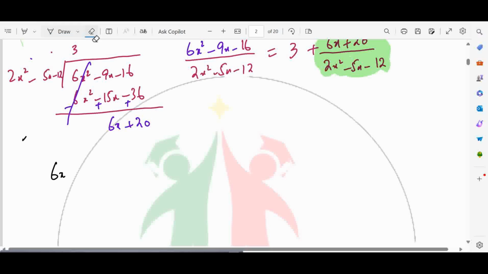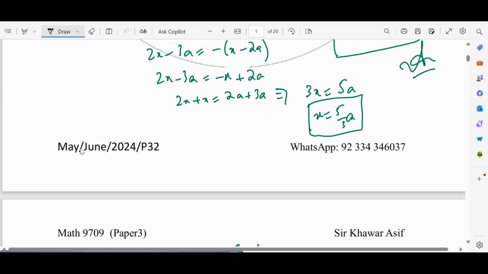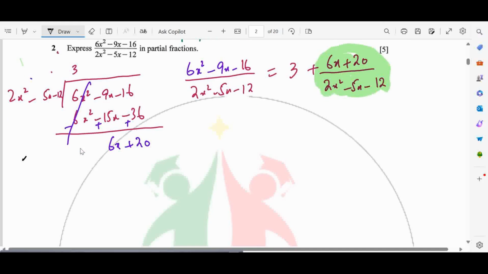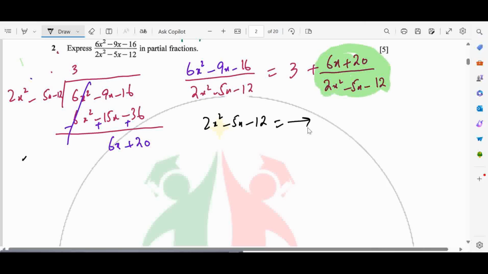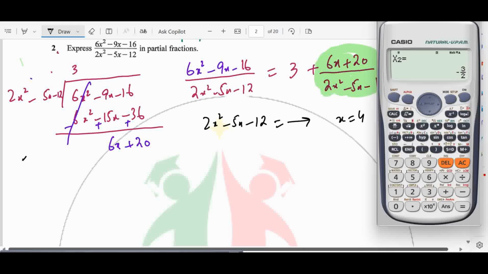Before this we need to simplify the denominator. Here the denominator is 2x squared minus 5x minus 12. So I can take the help of the calculator. In mode 5 3, a is 2, b is minus 5, and c is negative 12. So this will be equal to 4 and minus 3 by 2. From here we have x equals 4 and x equals minus 3 by 2. Let me confirm it. Yes.